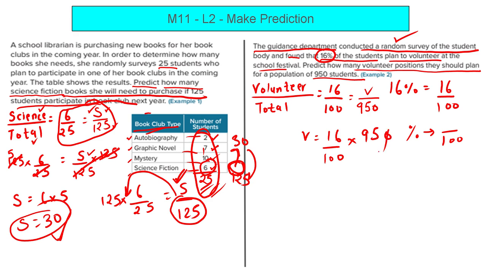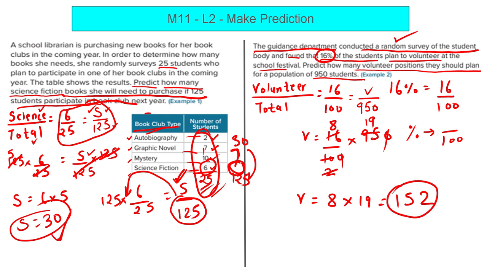Okay, 10 up, 10 down, khalas. 5 times 2, 5 times 19. I divided both of them by 5. Now 16 divided by 2 is 8. So volunteers will be equal to 8 times 19, which is equal to 152. Yani out of 950 students, 152 might choose the volunteer positions.